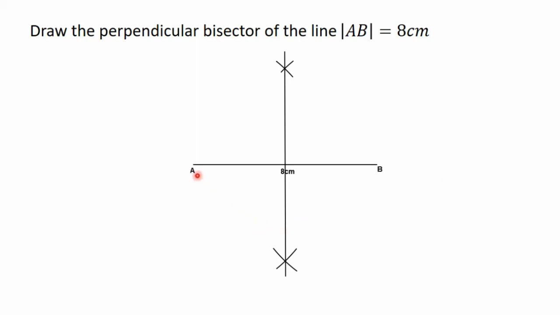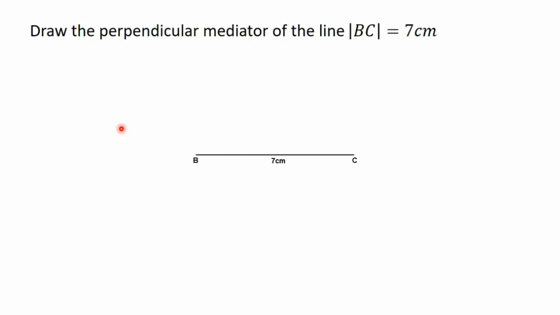So we have bisected the line AB. And as we saw in the previous video, the angle formed between the line AB and this perpendicular bisector will be a 90 degrees angle. So here is the next example. Draw the perpendicular mediator of the line BC is equal to 7 centimeters. We have the line BC is equal to 7 centimeters here.